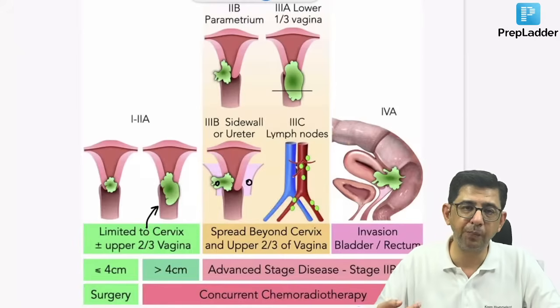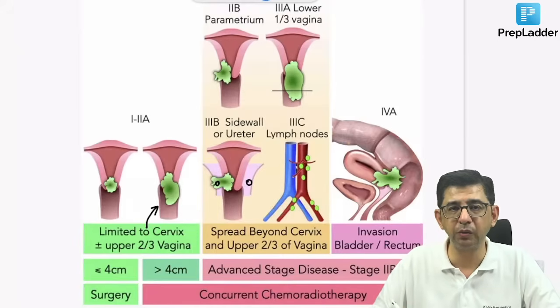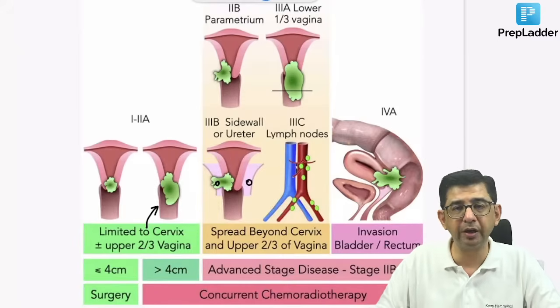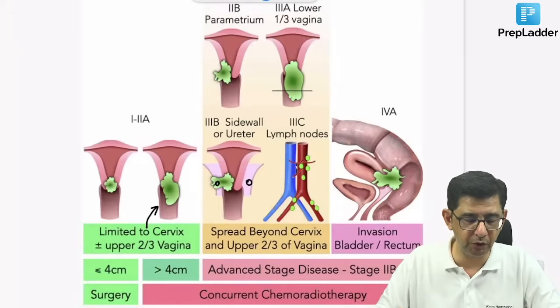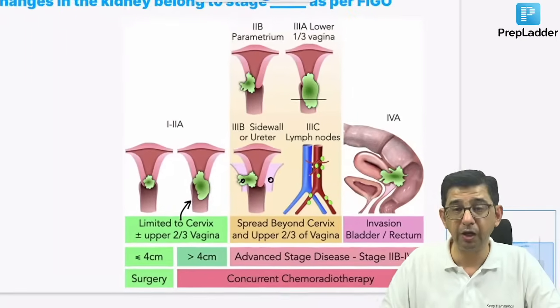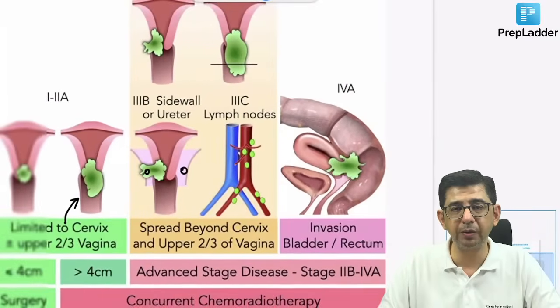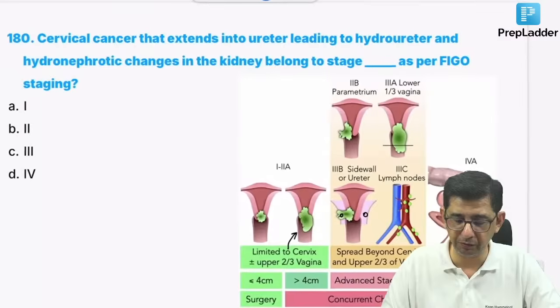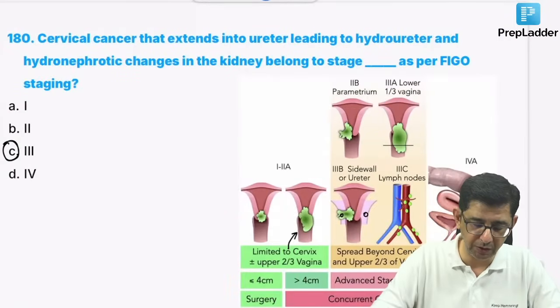I'll say that quickly again. Upper two third of the vagina involved, then it is stage 2A. If it is lower one third of the vagina getting involved, it is 3A. And 3B is when the ureter will get involved in the patient. And if it involves the rectum, then it is 4A in a patient. If rectum is involved, it is stage 4. This would be stage 3 cancer.